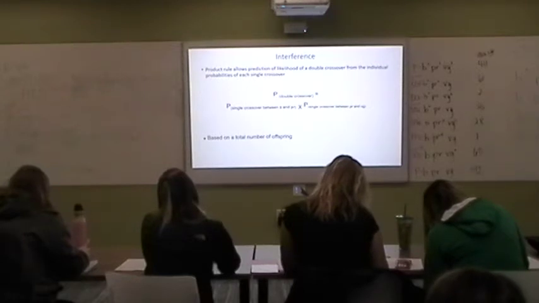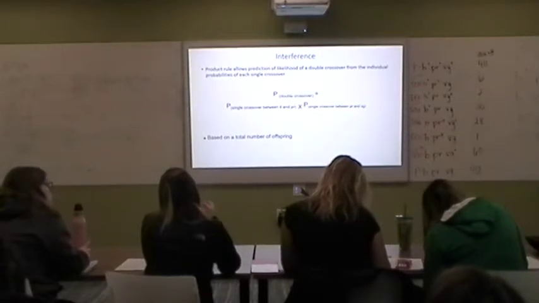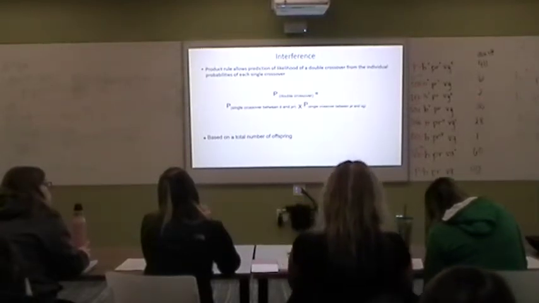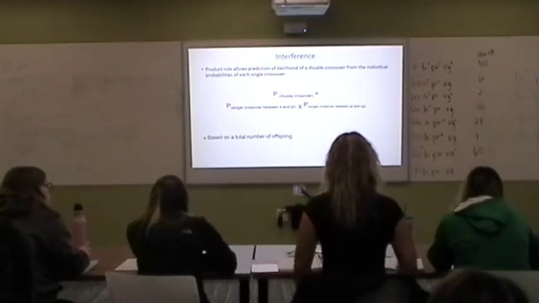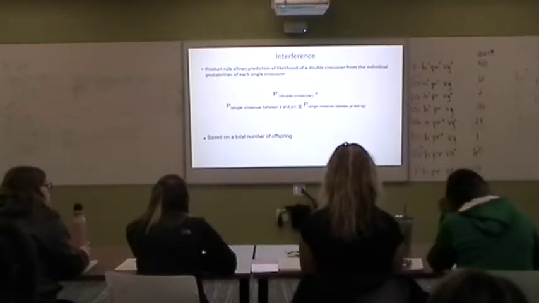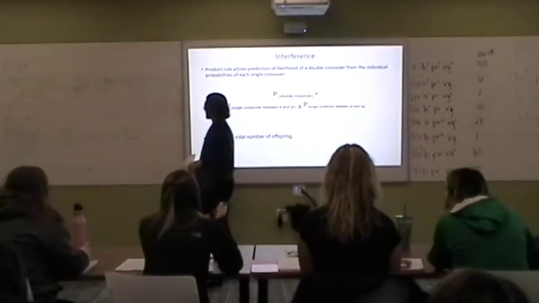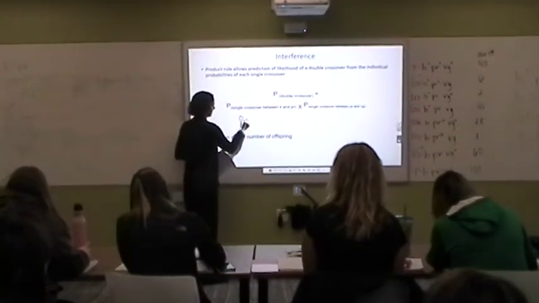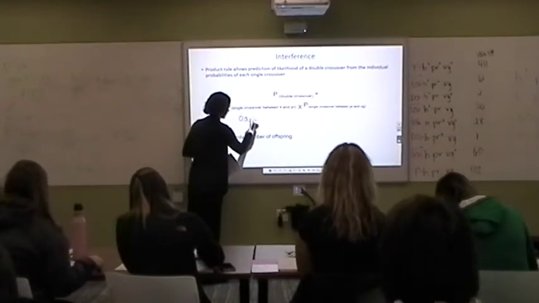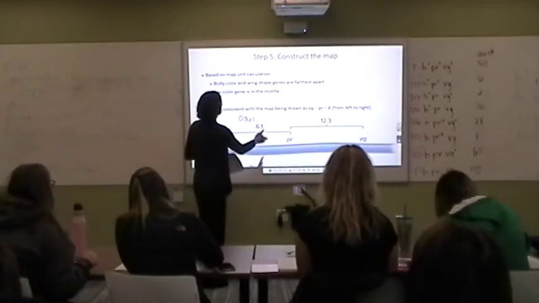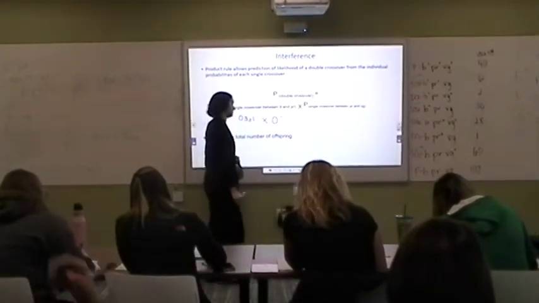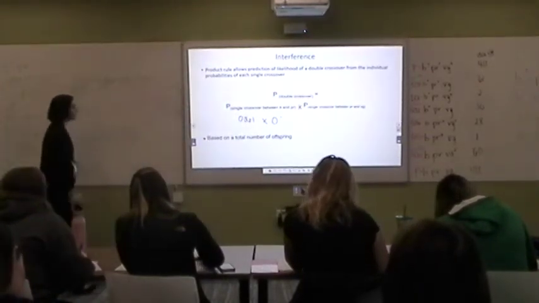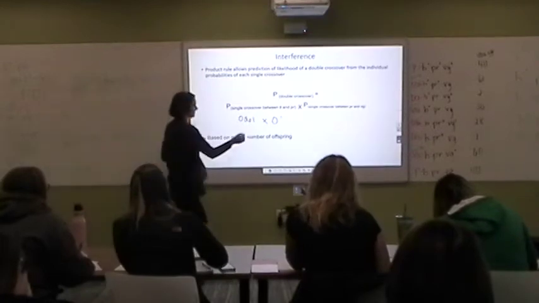To calculate how much interference is occurring, we multiply single crossover rates or frequencies from B to PR and then from PR to VG. So we take our frequency of recombination right here, 0.061, multiply that times 0.123, just stuff like that right now.